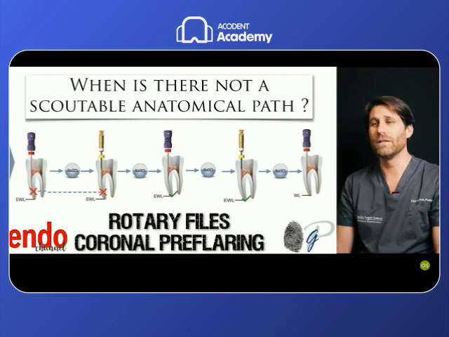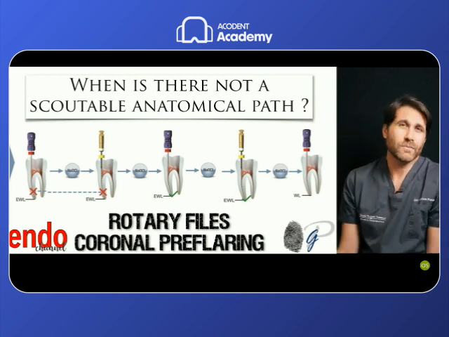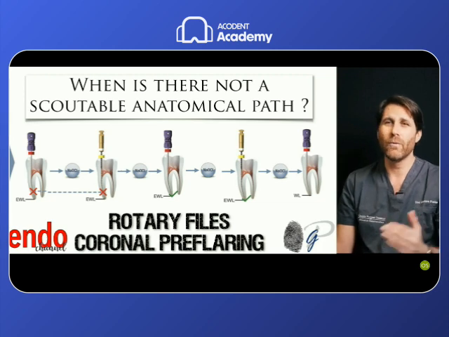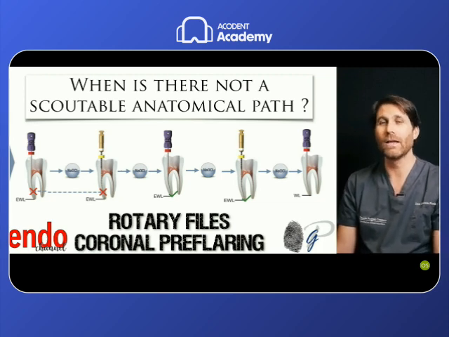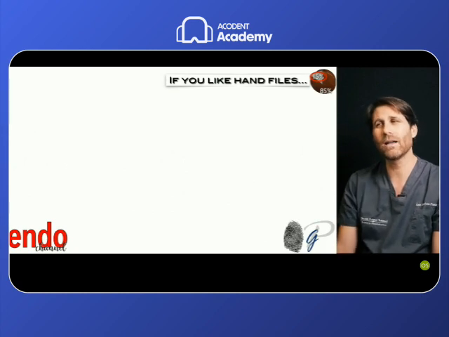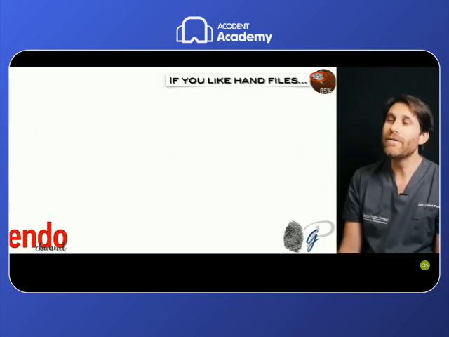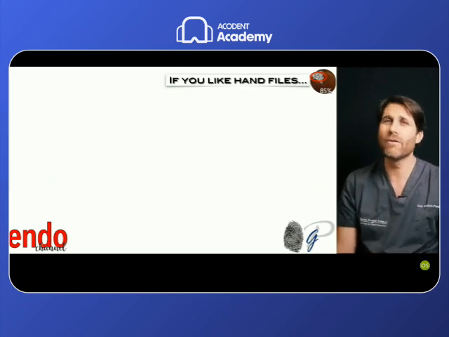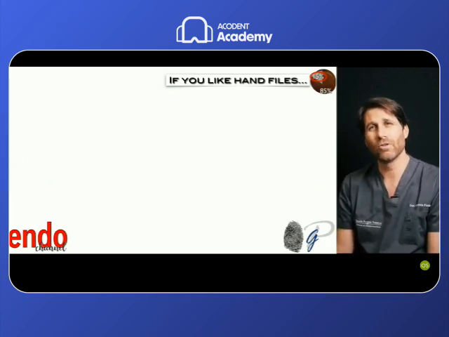to solve this situation. Today, obviously, we know that the coronal and middle third scouting we can perform with the reciprocating techniques that I showed you before. But if we have an apically unscoutable canal, and if you like endo files, you can perform it with the endo files as we performed before with the rotary files.